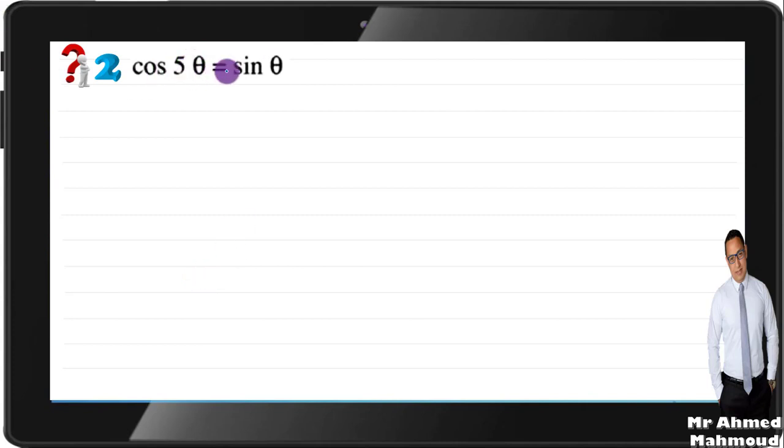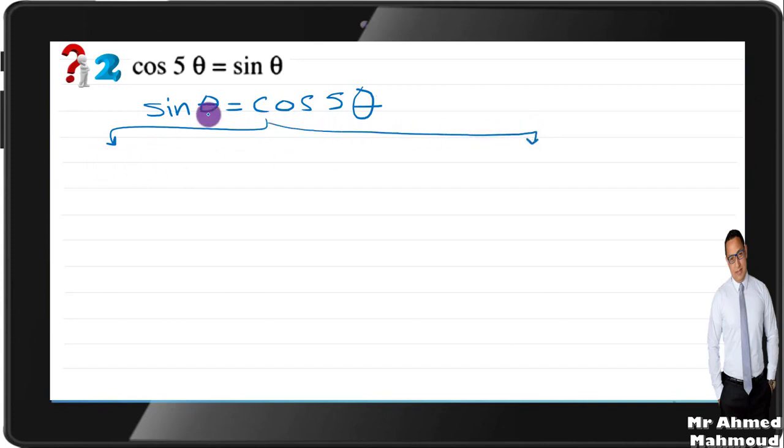Cosine 5 theta equals sine theta. I have to start with sine, so I will write the equation like this: sine theta equals cosine 5 theta. Now the first solution, the sum equals pi over 2 plus 2 pi n. So theta plus 5 theta, 6 theta, equals pi over 2 plus 2 pi n. The second solution, the difference equals the same value.